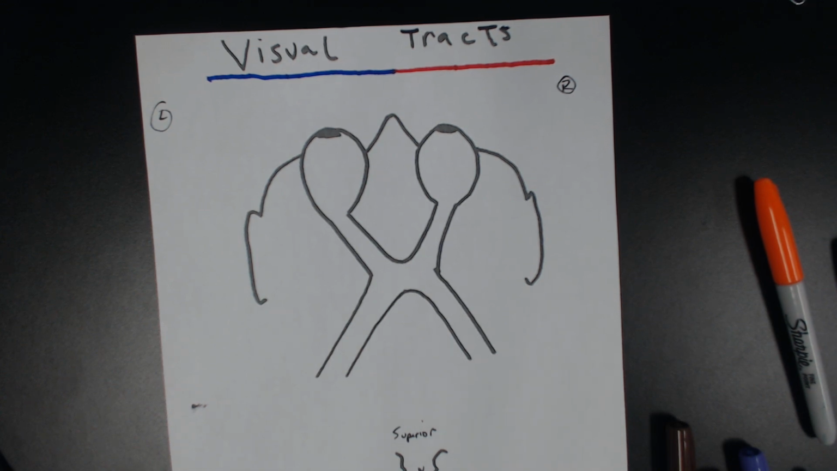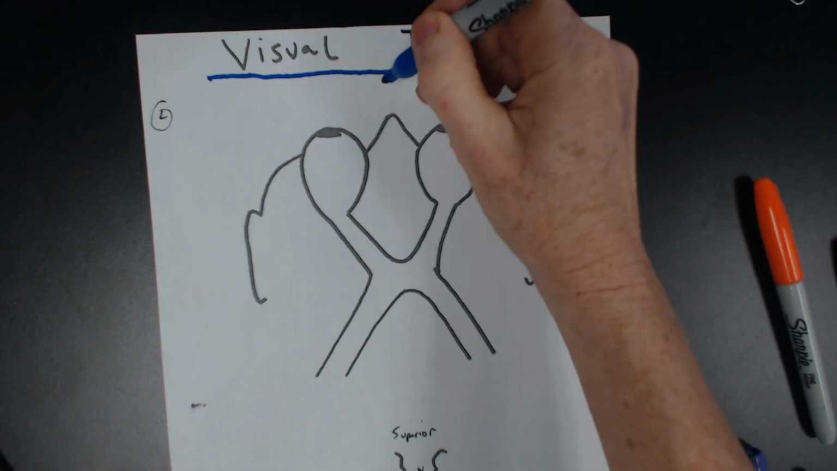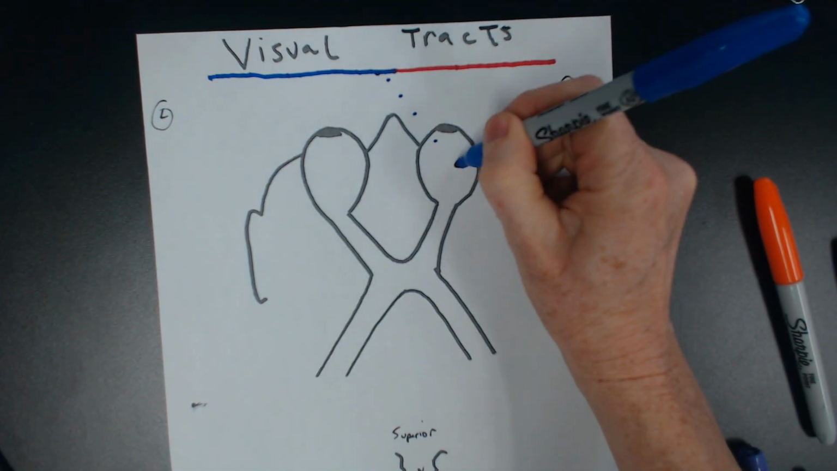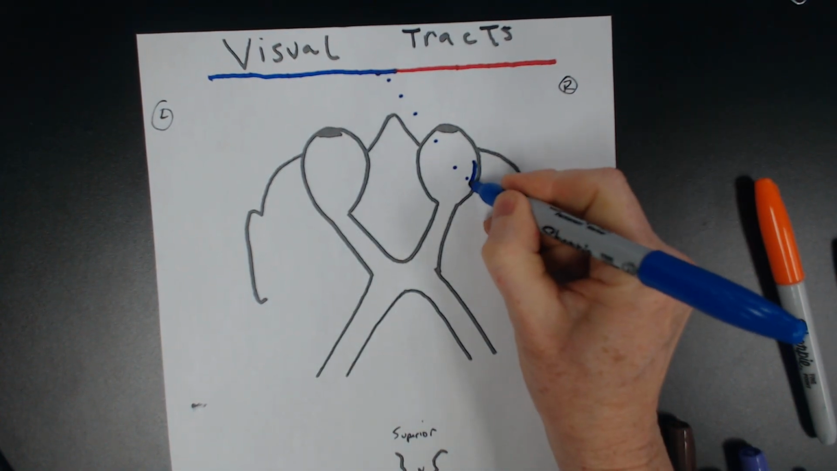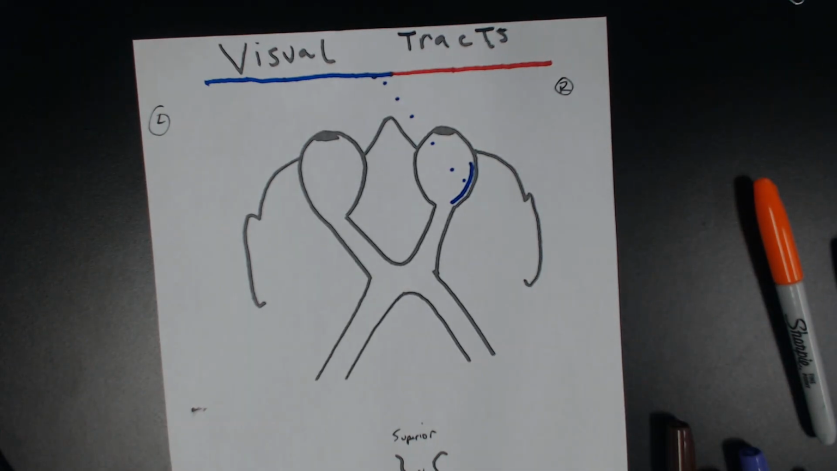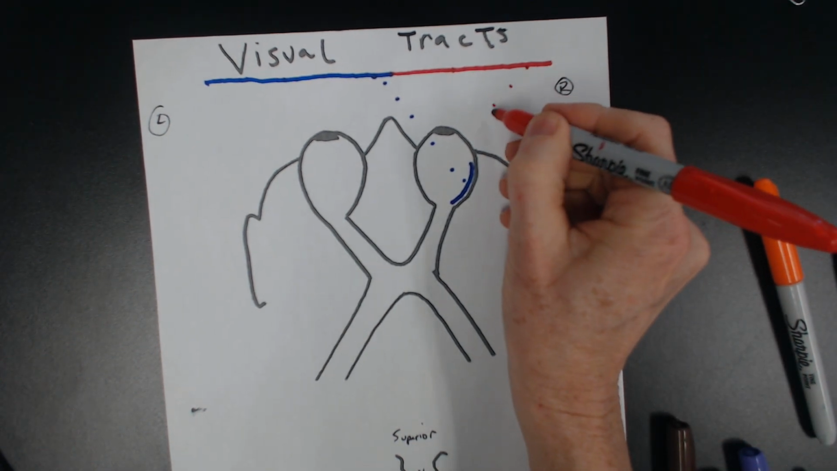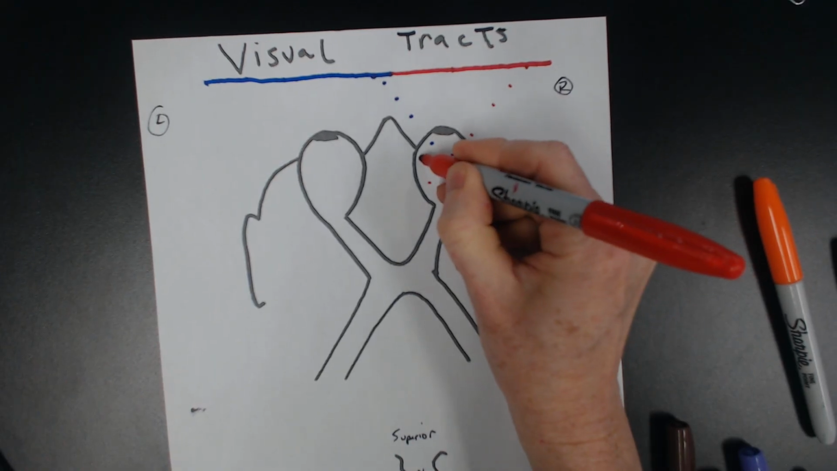Starting with my right eye, what my right eye sees, the nasal visual field of my right eye projects to the temporal retina. Nothing more than what we just drew. Okay. Where's my red? Okay. The temporal visual field of the right eye projects to my nasal retina.